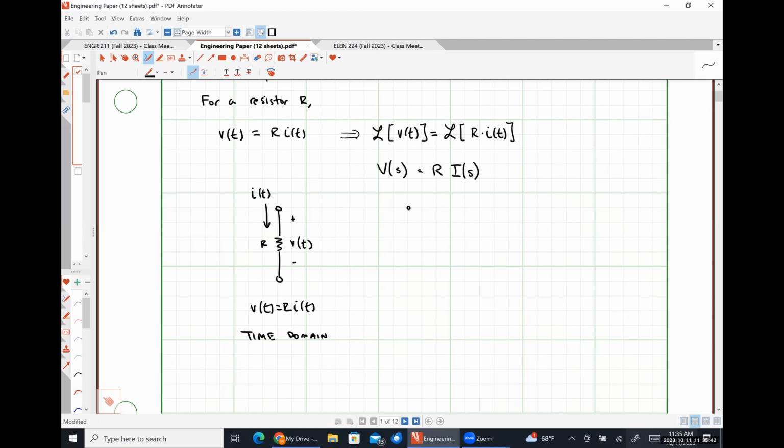In the S domain, we would have R. Our voltage drop would be V of S. Our current would be I of S. And we would have V of S is equal to R times I of S. And this is our S domain representation.